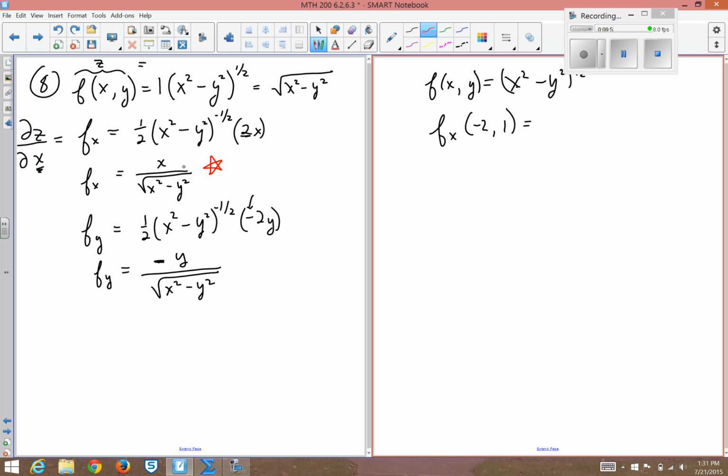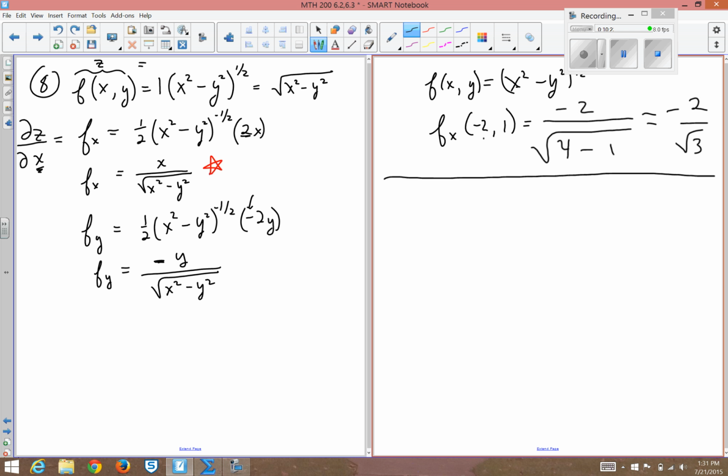So using where the red star is, we're replacing x with this number, -2. Negative 2 squared is 4. There's a minus here by the red star. Y squared is 1. So we're going to take the answer as negative 2 over the square root of 3, and just leave it like that. Don't worry about rationalizing the denominator.